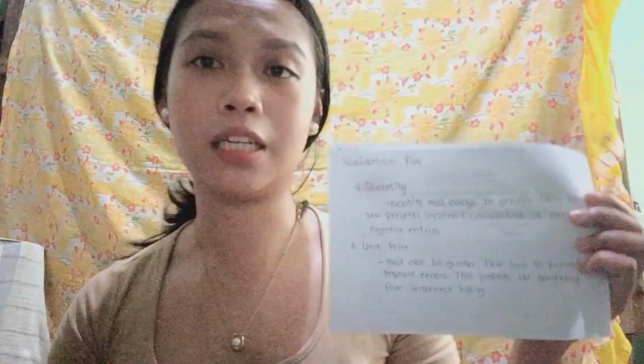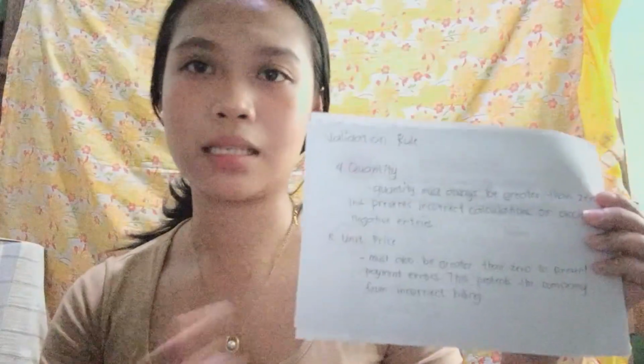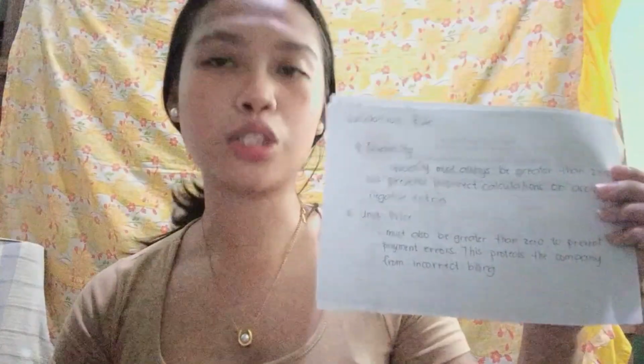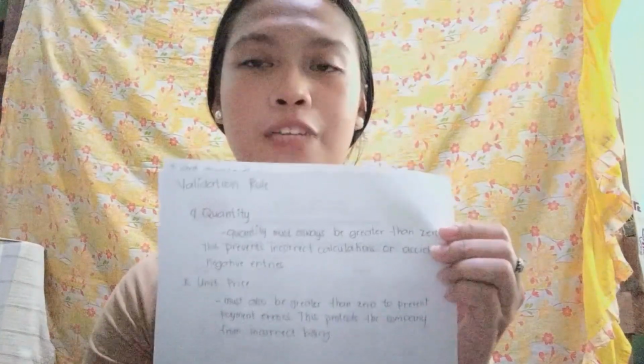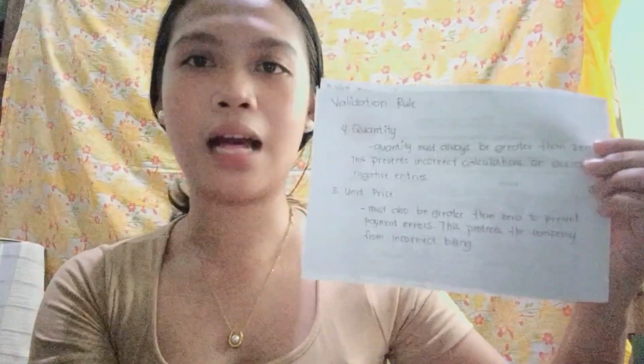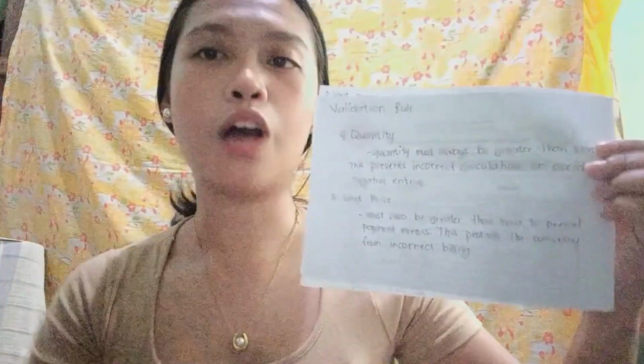Next is validation number 5. It is the unit price. This ensures that the price per item must also be greater than 0. The unit price is essential because it is used to calculate the total cost of each line item and the overall invoice amount. This rule helps prevent underpayment, overpayment, and incorrect billing.